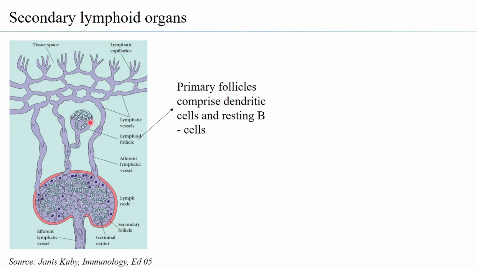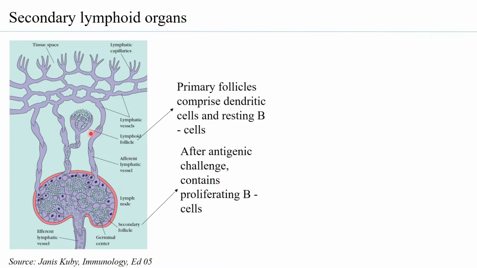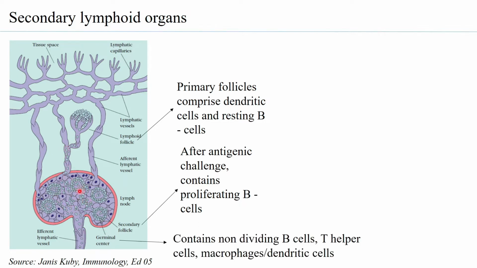Now, once this gets challenged by an antigen, the lymphocytes that are present over here, which are resting, get activated and begin proliferating. So from the primary follicle, the lymphocytes enter the lymph node. Within the lymph node there are several germinal centers.